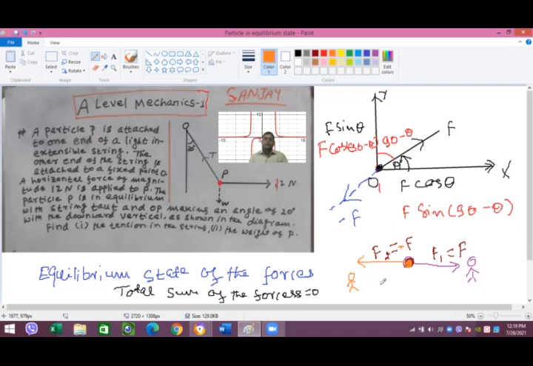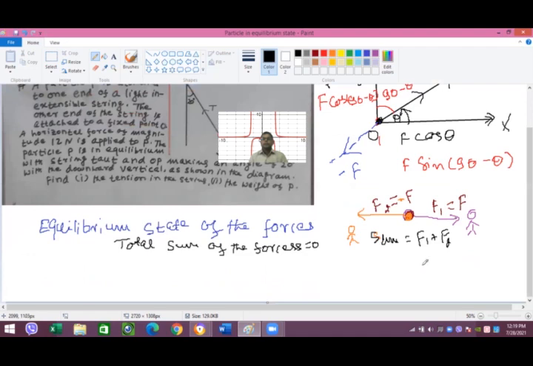So you can see the total sum of the forces in this case is F1 plus F2, and you know that here F1 means you suppose this as F, and then plus F2 means this is negative F. So plus F and minus F, they get cancelled out and hence this is 0. So as the sum of the total forces applied on this particle is 0, therefore the particle is said to be in equilibrium state.